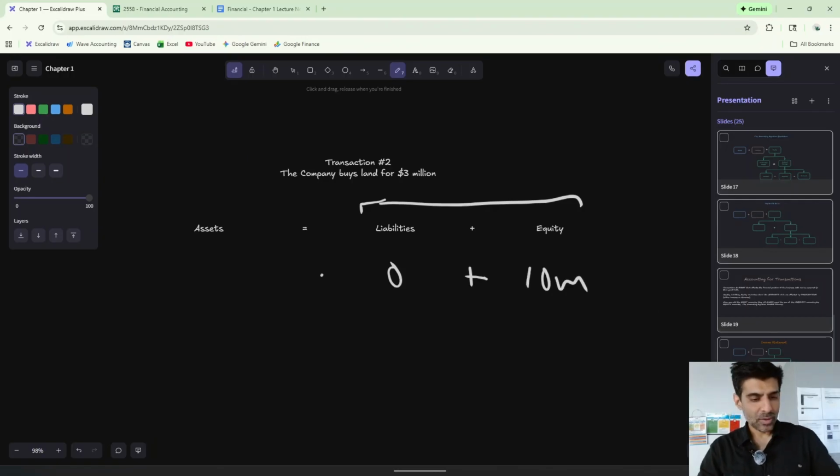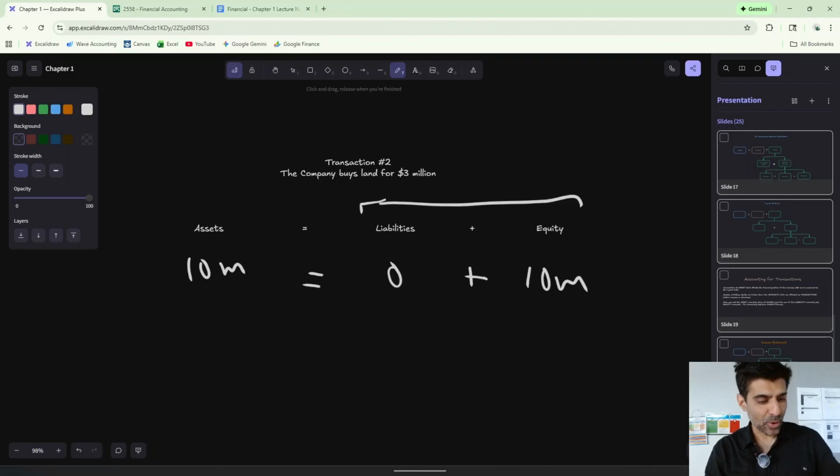Okay, what about the left side? What's happened here? What's our cash balance? It goes down, but what did we get? We got another asset, right? We just traded one asset for another. We traded cash for land, right? So this is still 10 million. The total is still 10.